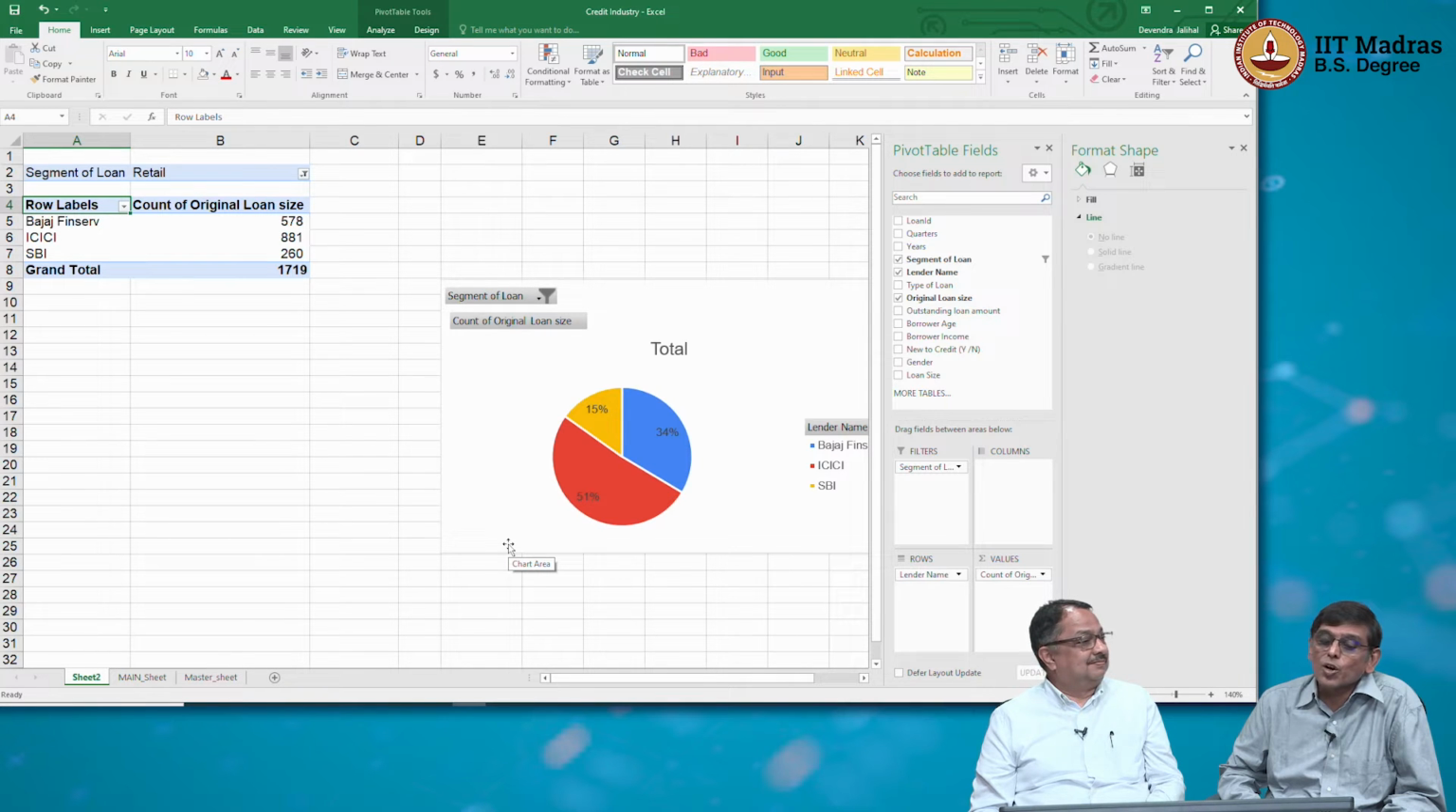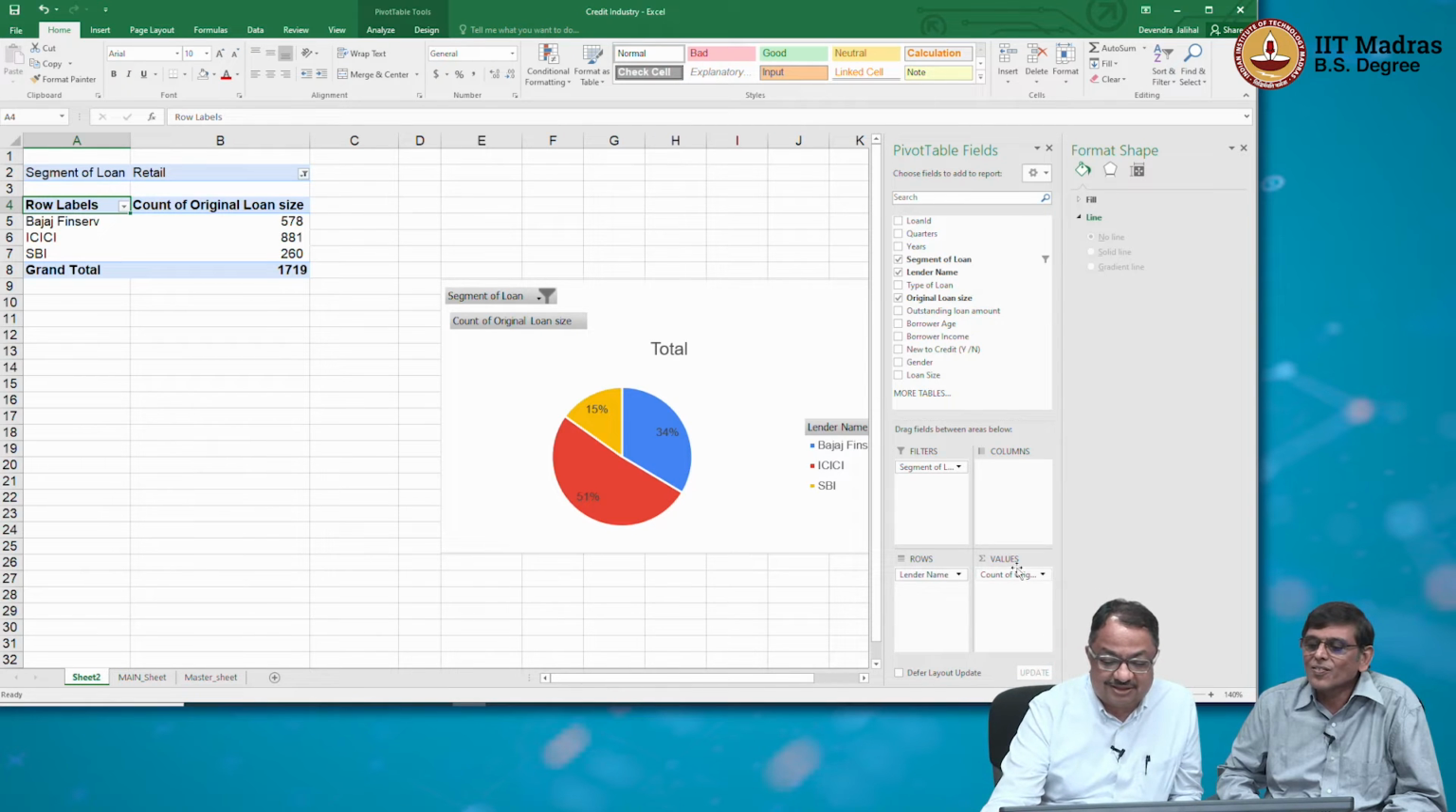And this is count of original loan size. Why is the title called original loan size? Because that is what I have counted. Okay, you can count anything.